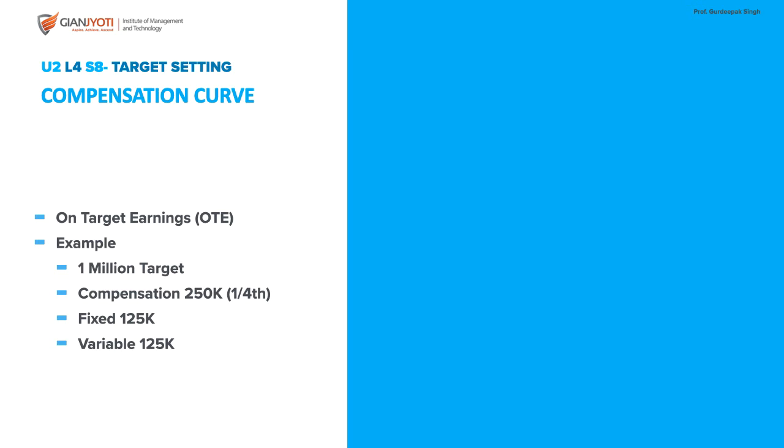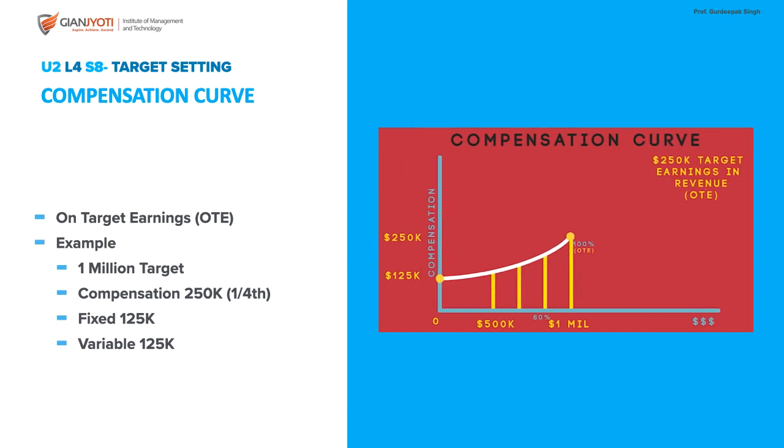There is a term which we say OTE, which is on target earnings. Now if we look at this graph here, the compensation curve, for example, we have set the target for 1 million. The sales number is 1 million. And as I said, 3 to 4 times the compensation should be the sales brought by the rep. So in this case, the compensation is 250, which is 1/4 of the target, which is 1 million.